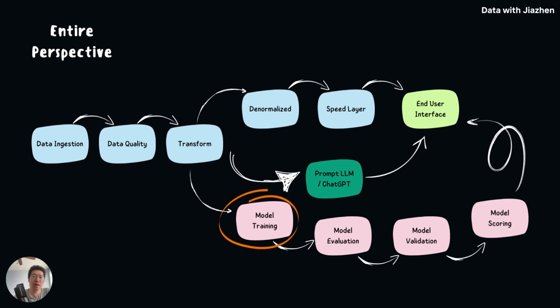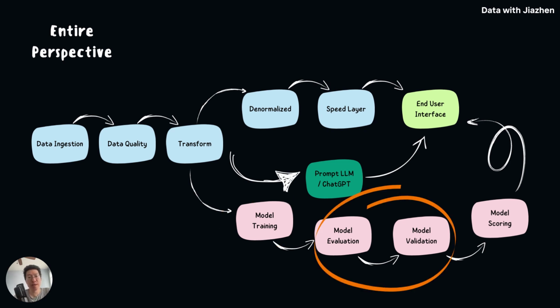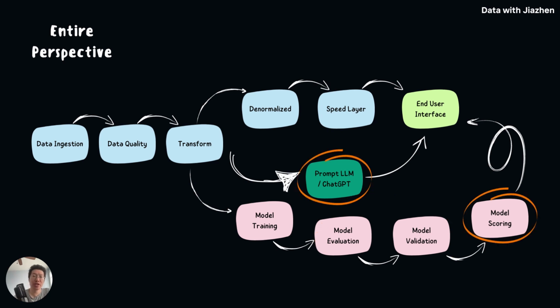Then we move to the machine learning area. Here we have the model training, model evaluation, validation, and also the scoring. Those steps ensure the accuracy and the reliability of the model we develop. However, with the emergence of language models like GPT, we can leverage a pre-trained model to assist us with those steps.